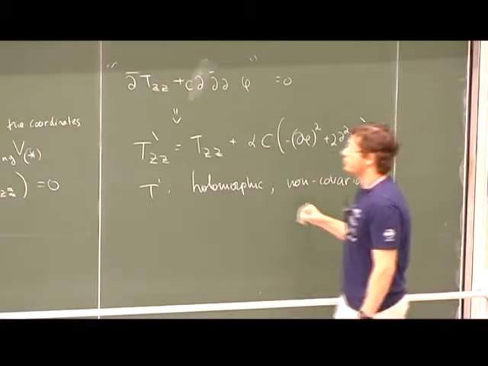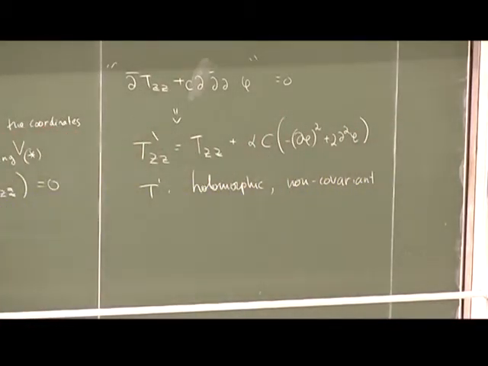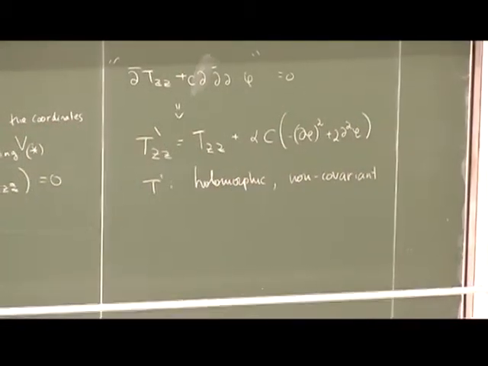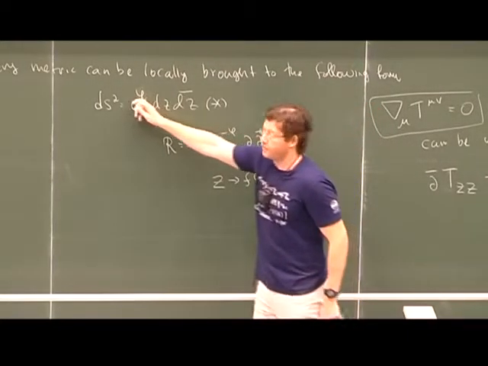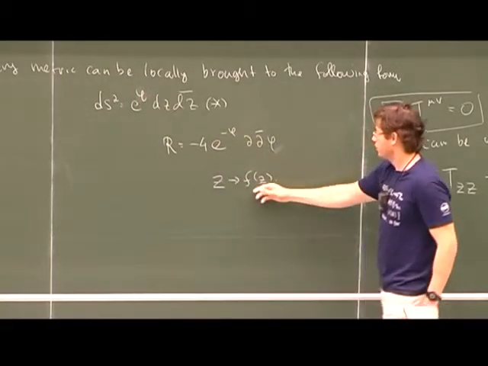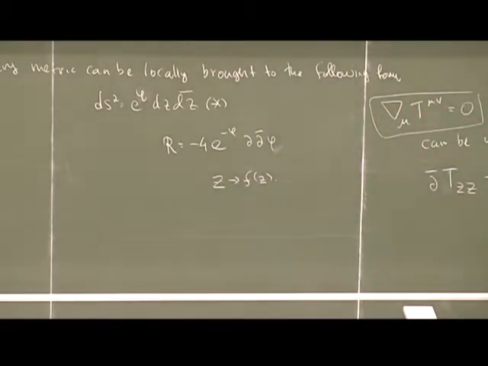Why is it not covariant? Suppose you make a coordinate change, z going to f of z. Then phi shifts by log of the derivative of f. While the previous energy momentum tensor was covariant and transformed nicely, T prime is shifted with respect to the original energy momentum tensor by some object like that. It's not covariant anymore because phi shifts inhomogeneously. So T prime is holomorphic but non-covariant.